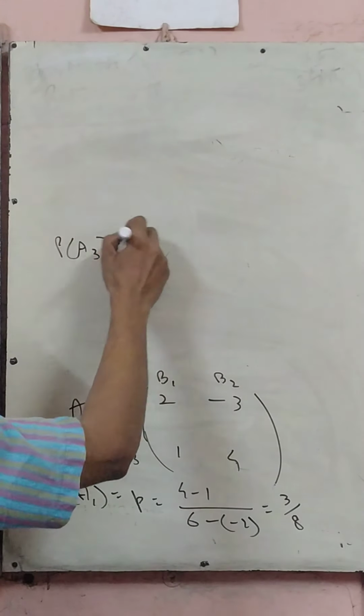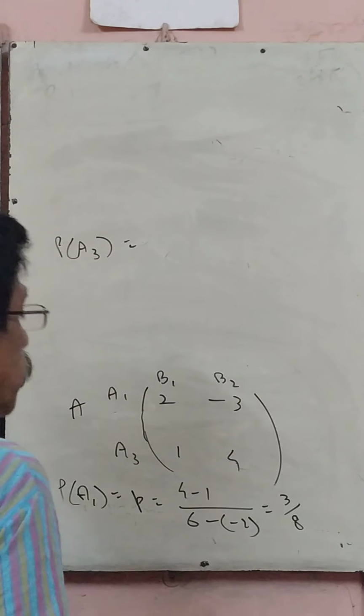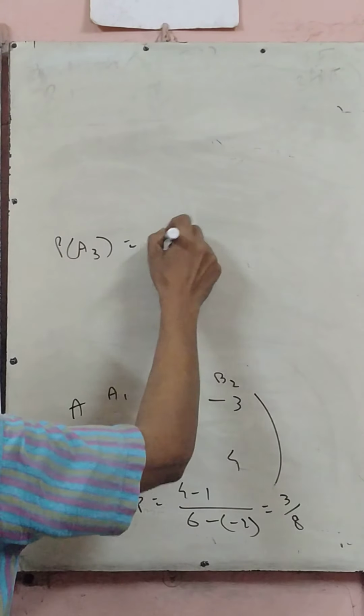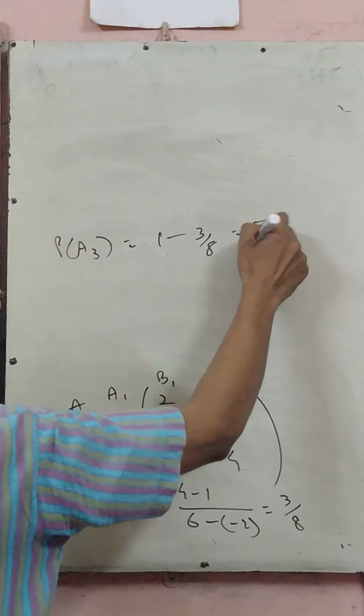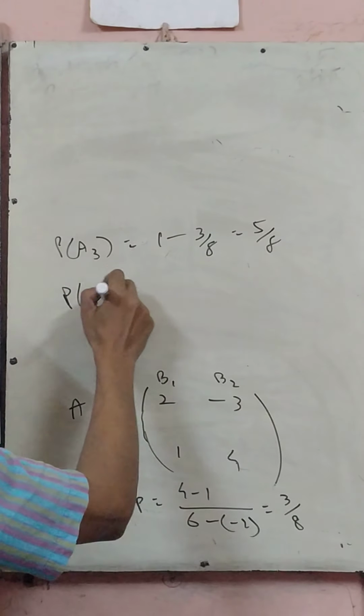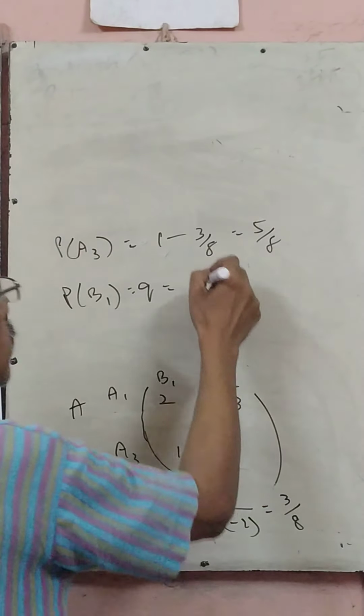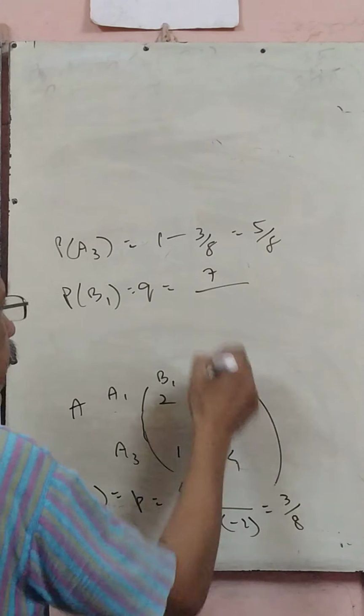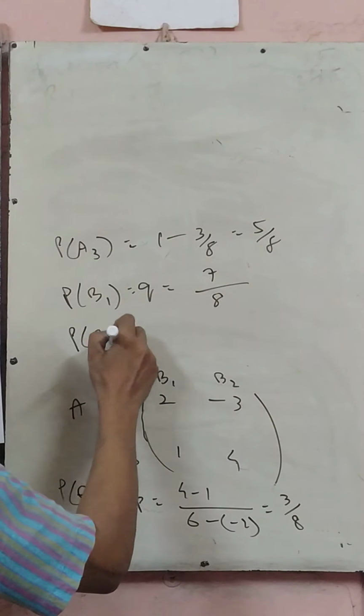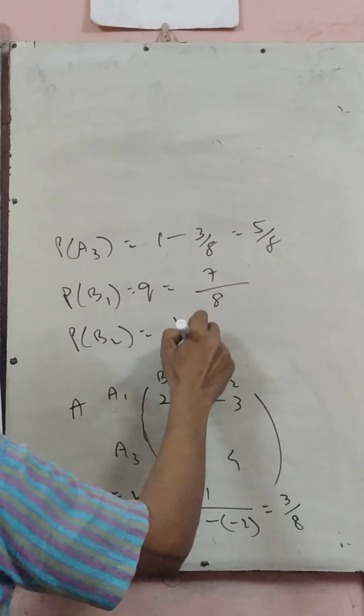P of A3 is what? A3, because A2 is removed. A3 means 1 minus 3 by 8, that is 5 by 8. Now what is P of B1, that is Q we say, and the idea is 4 minus minus 3, that is 7 divided by 8. And B2's value will be 1 minus this, 1 by 8.